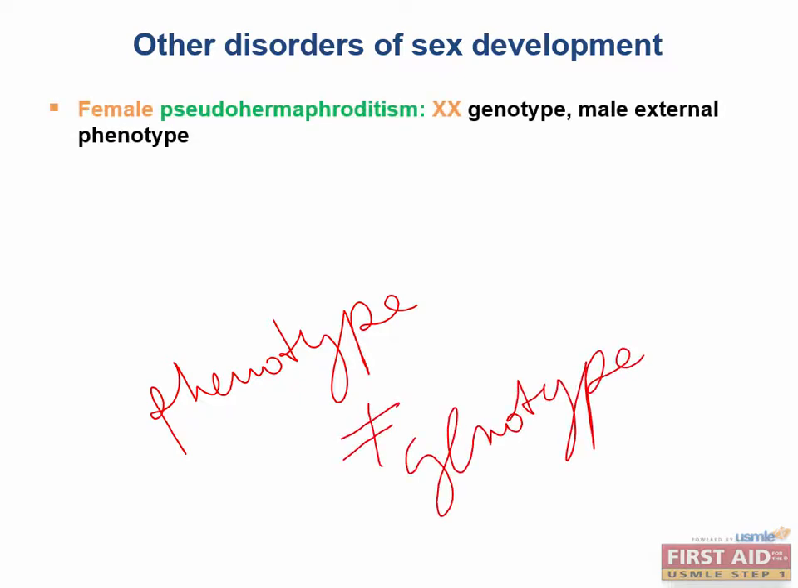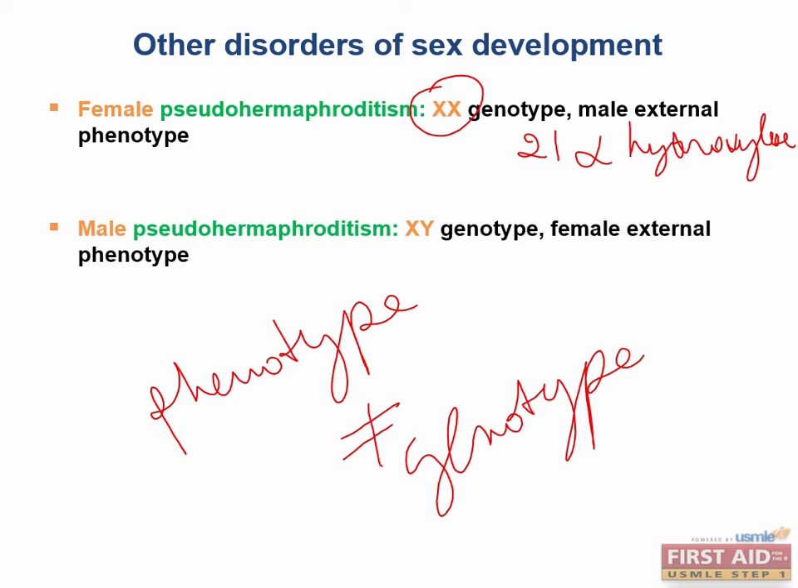So female pseudohermaphrodites have the genotype XX. They have ovaries, but their external genitalia are ambiguous or more male-like. One way this happens is that during their fetal development, they may have had some exposure to testosterone, either exogenously or endogenously from congenital adrenal hyperplasia. Quick endo review. Do you remember what enzyme deficiency is the most common cause of congenital adrenal hyperplasia? That's right, it's 21-alpha hydroxylase deficiency.